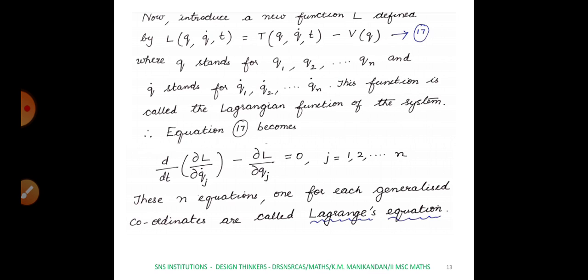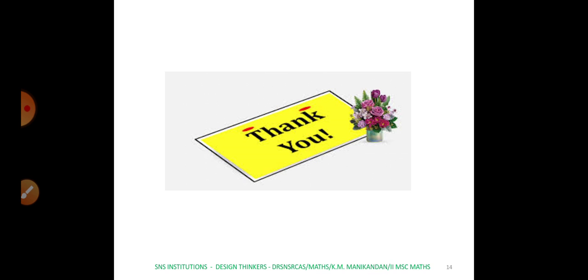We are substituting the value of 17 in 16. So we get these n equations, one for each generalized coordinate, called Lagrange's equations. For j equal to 1, you get one equation. For n generalized coordinates, we get n Lagrange's equations. So thus we have derived the Lagrange's equation of motion for non-holonomic constraints. So thank you, students.